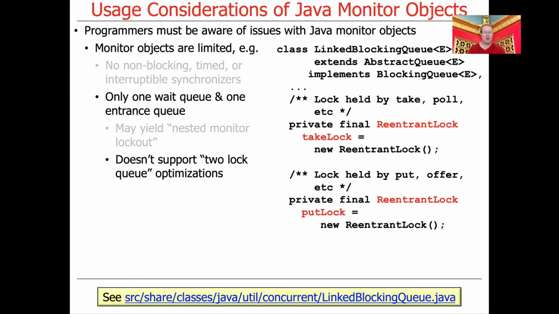As I mentioned before, you can't do the two-lock queue optimization mechanisms that we were talking about that you would find in Java linked blocking queue. If we have time in the class, we might take a look at the linked blocking queue implementation. It's really cool, and it demonstrates a very nice use of two reentrant locks instead of one intrinsic lock to make things more efficient.